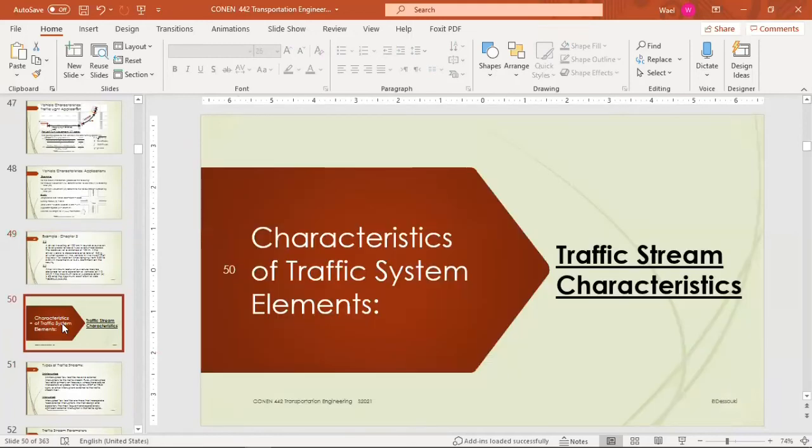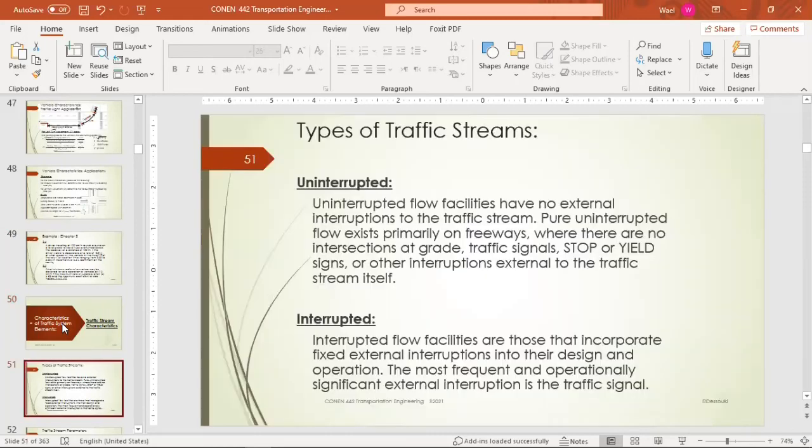So far we have covered the characteristics for road users, which is basically drivers and pedestrians. Then we cover the characteristics for vehicles. Now we are gonna start discussing the characteristics of the traffic system, the traffic stream, or the infrastructure. When we talk about traffic stream, we have two types: uninterrupted and interrupted.